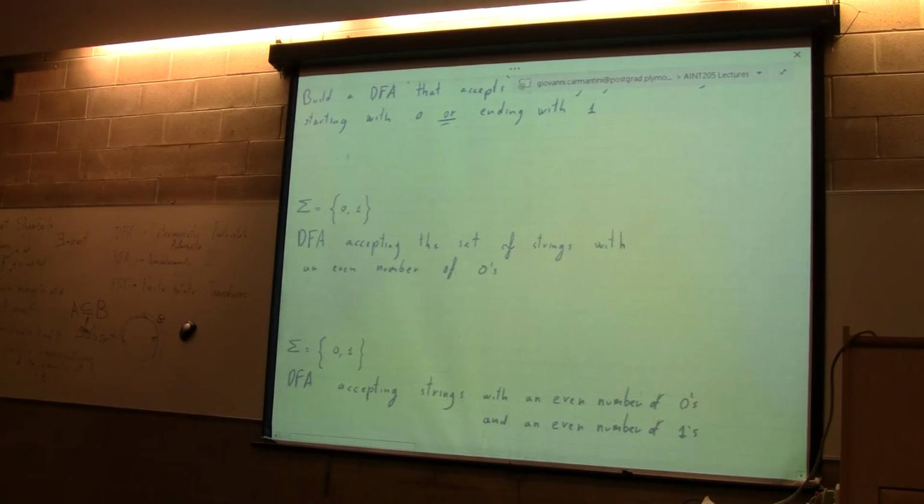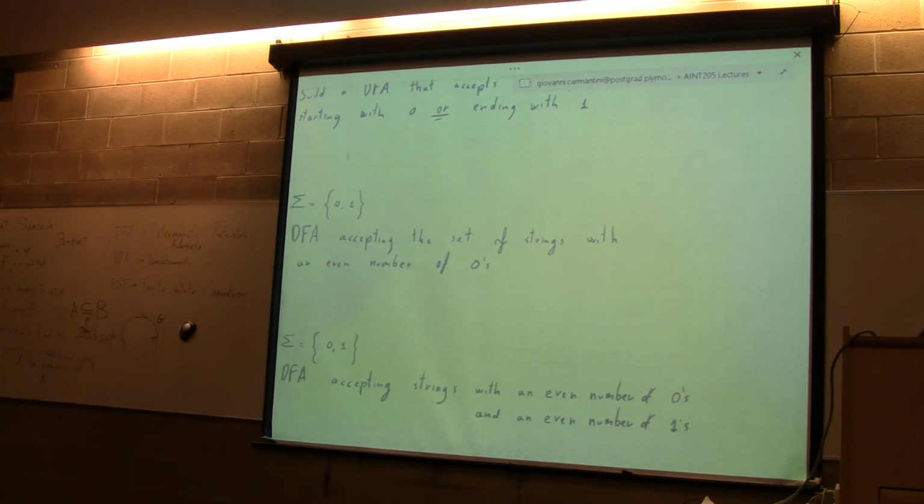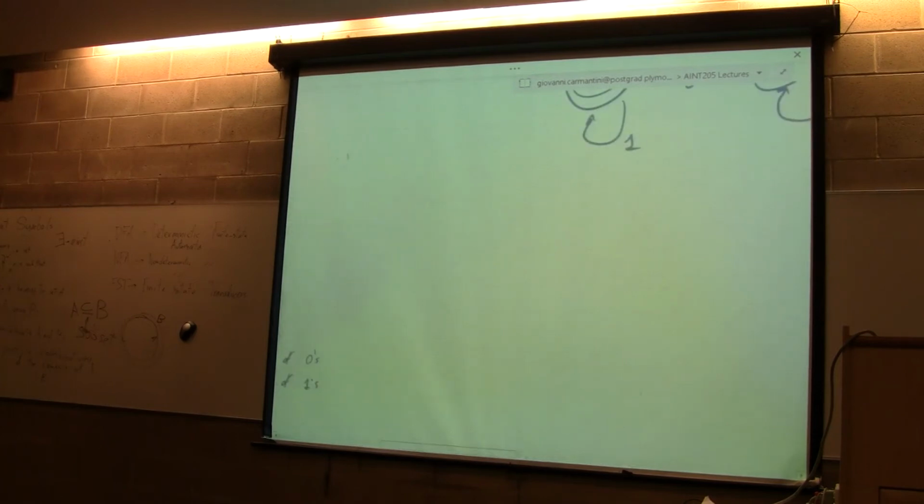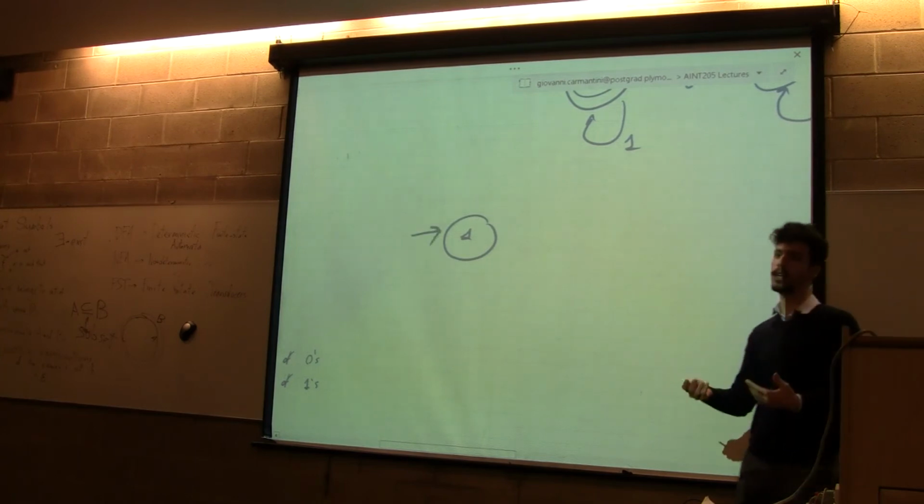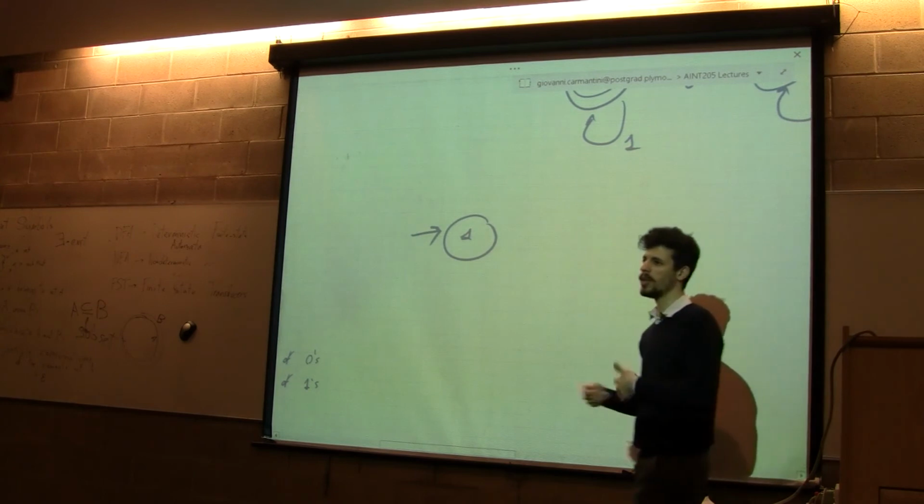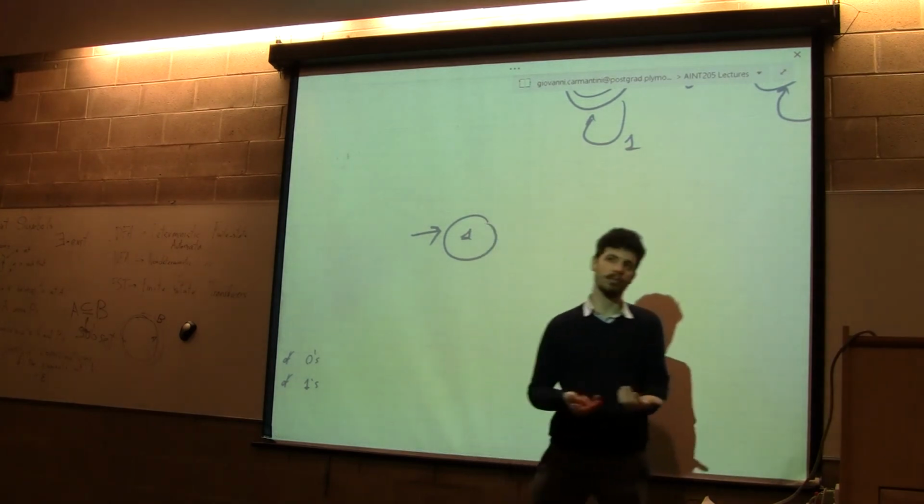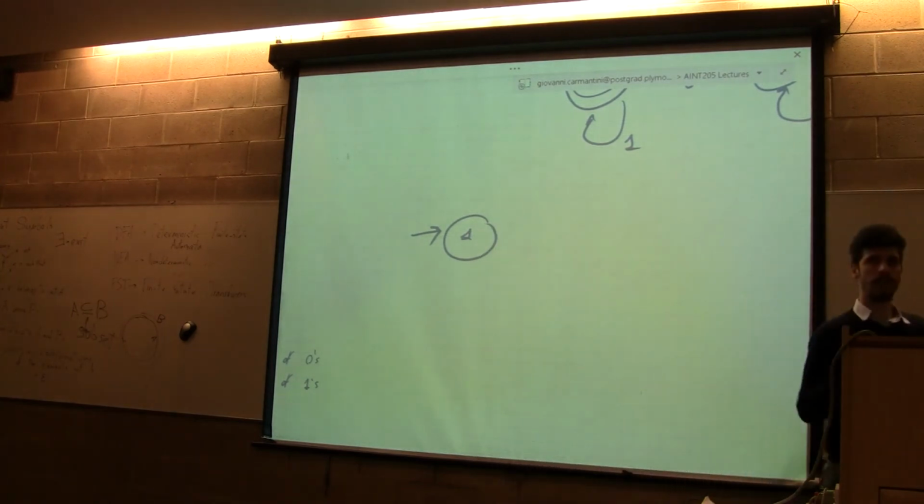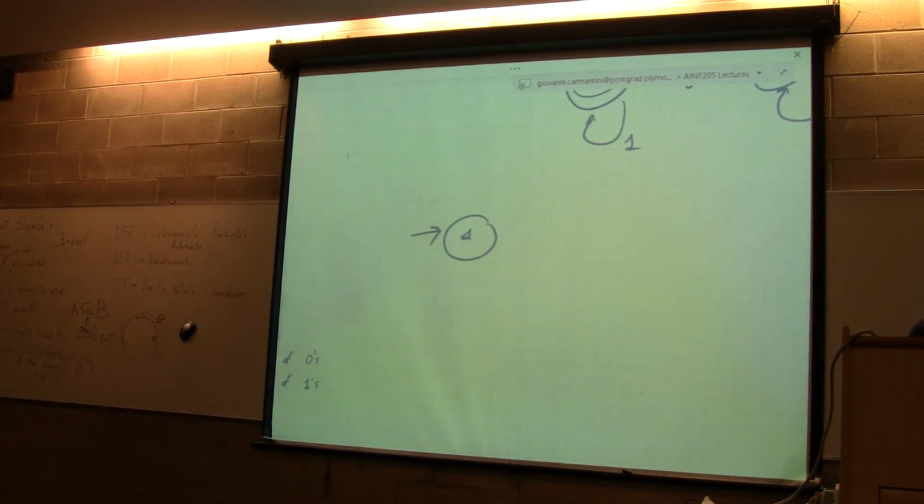Alphabet is 0 and 1. A DFA accepting the set of strings with an even number of zeros, right? So I start with state 1, which is an initial state, and I denote it like this. We want an even number of zeros. We don't really care what happens to the ones. We're just making sure that the number of zeros is divisible by 2.